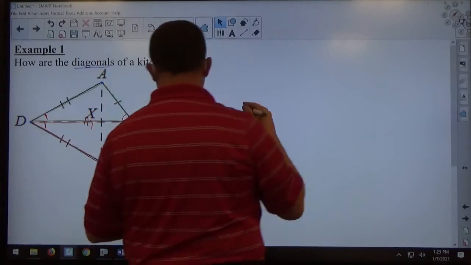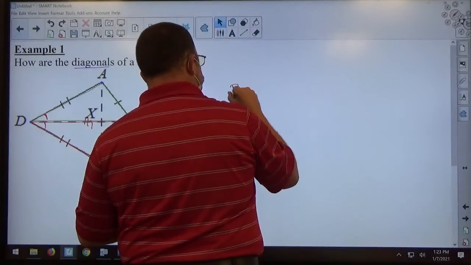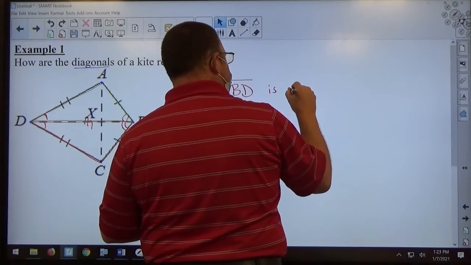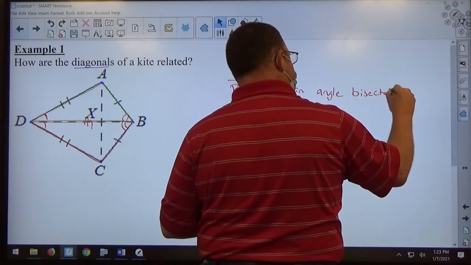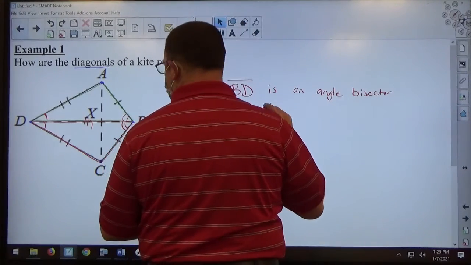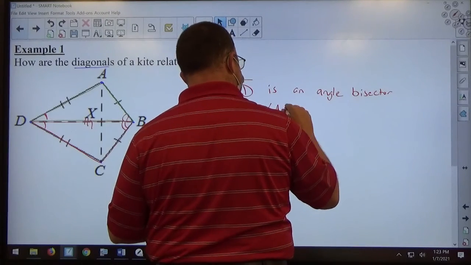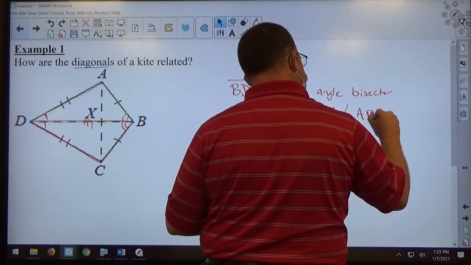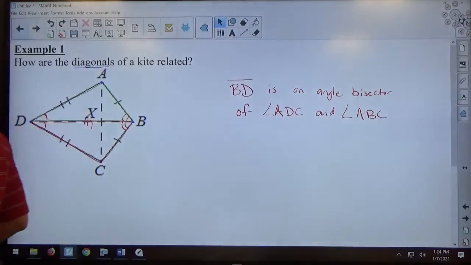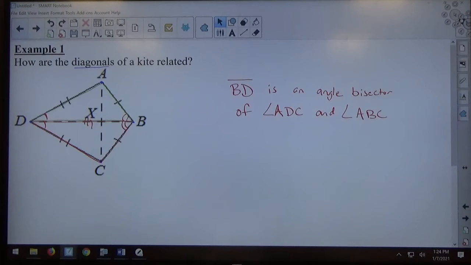So I can put that down as one of the properties. So BD is an angle bisector of angle ADC and angle ABC. That's one property. That's not all the properties, but that's something that's true just based on that much. And based on that much, I can go ahead and keep those equal angles marked in there. So this is true always. These two angles are congruent, those two angles are congruent.